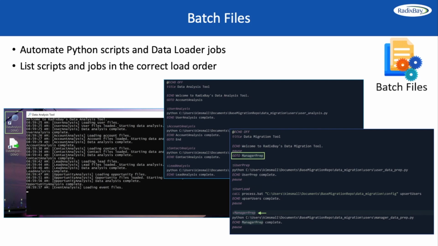You'll want to minimize the amount of go-tos you use in your batch code to avoid any spaghetti code. You don't want to keep jumping around. You might accidentally load something in wrong or prep the wrong file. So just be careful with that.